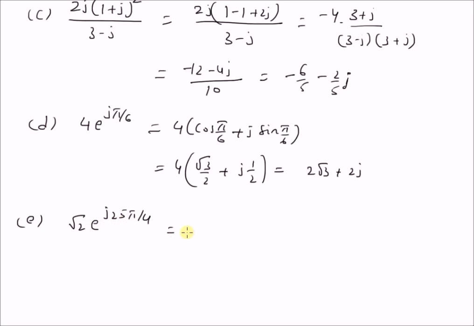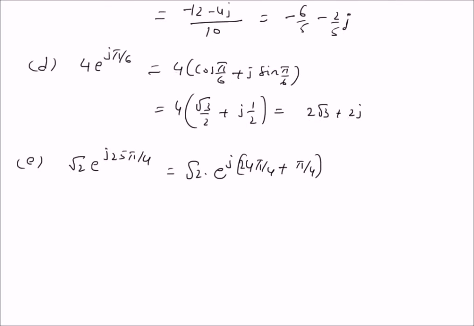The magnitude or the amplitude is still square root of 2, and the phase can be rewritten. 25 pi by 4 can also be written as 24 pi by 4 plus pi by 4, because 25 is 24 plus 1. But 24 pi by 4 is basically 6 pi, which is a multiple of 2 pi.